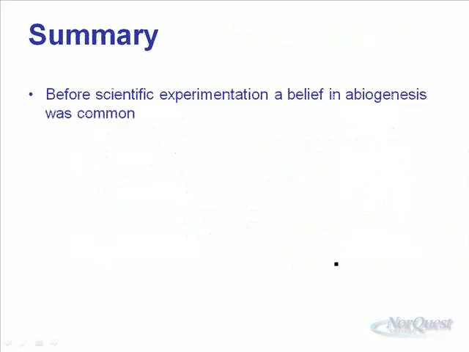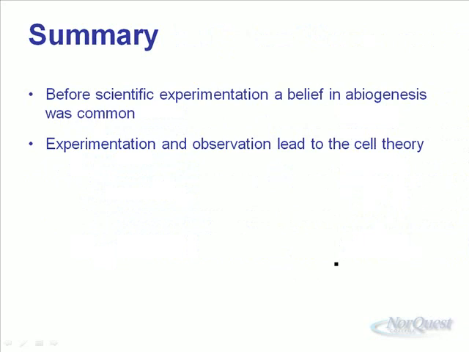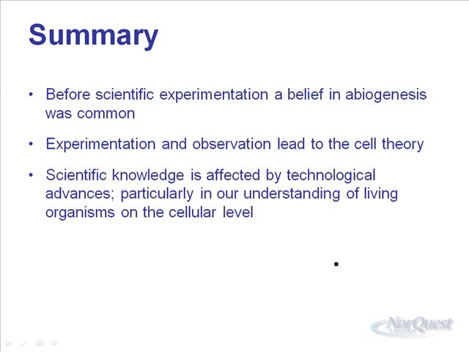And that's about it. From this lecture, you should get an idea that before scientific experimentation, there was a belief in abiogenesis, and it was fairly common. It was through experimentation and observation that we finally get to cell theory, the idea that living things can only come from living things, and that scientific knowledge is affected by technological advances, particularly in our understanding of living organisms at the cellular level.